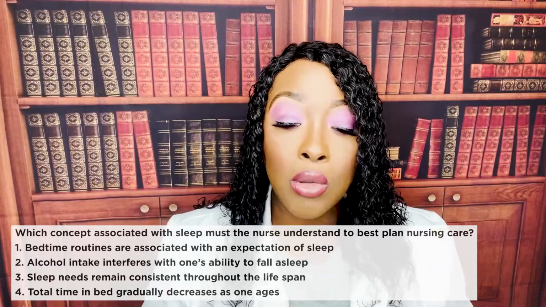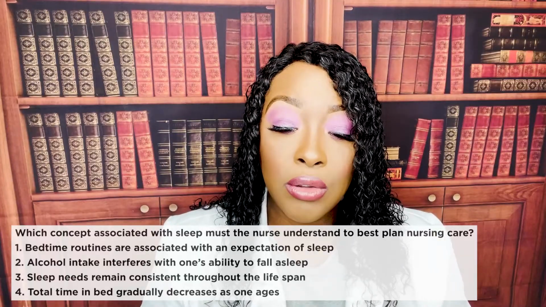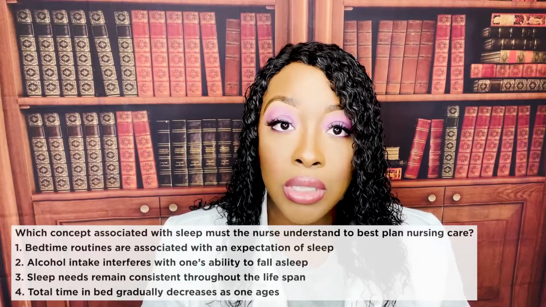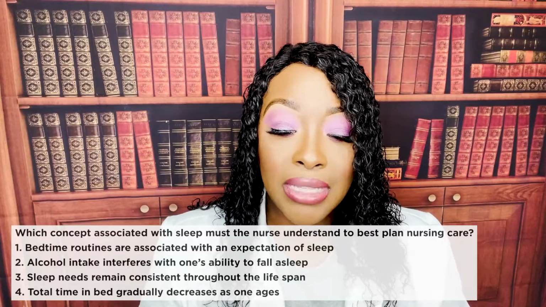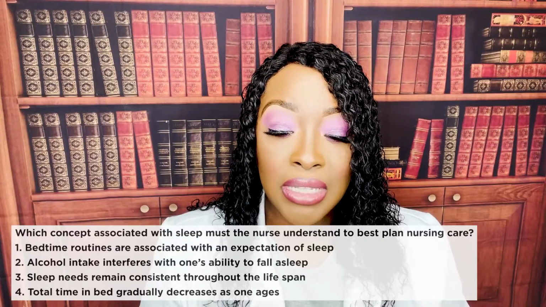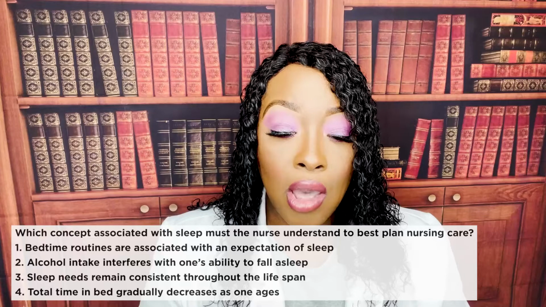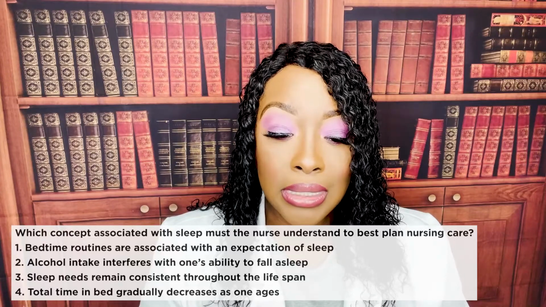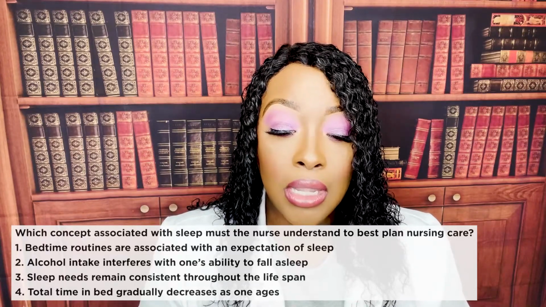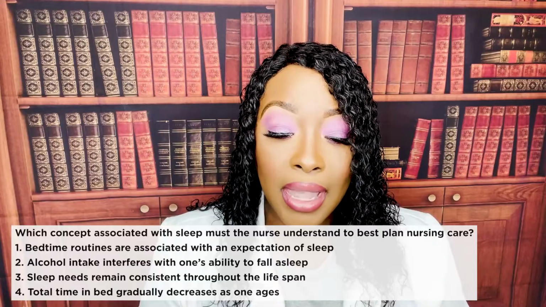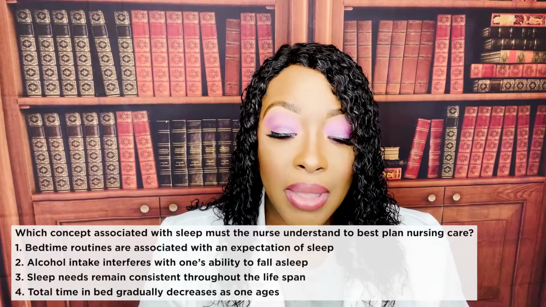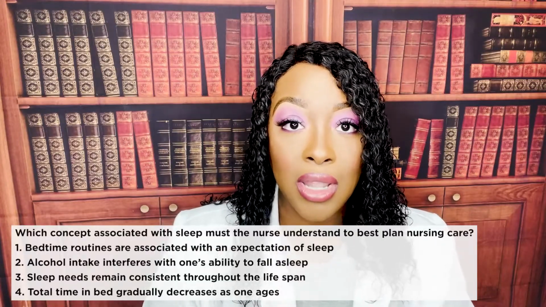Which concept associated with sleep must the nurse understand to best plan nursing care? 1, bedtime routines are associated with an expectation of sleep. 2, alcohol intake interferes with one's ability to sleep. 3, sleep needs remain consistent throughout the lifespan. Or 4, total time in bed gradually decreases as one ages.